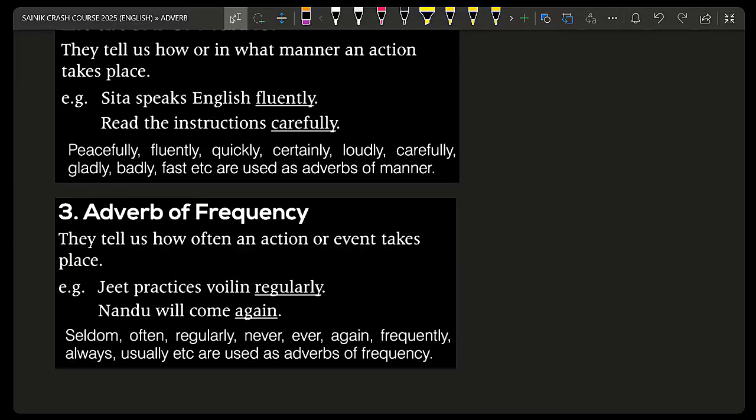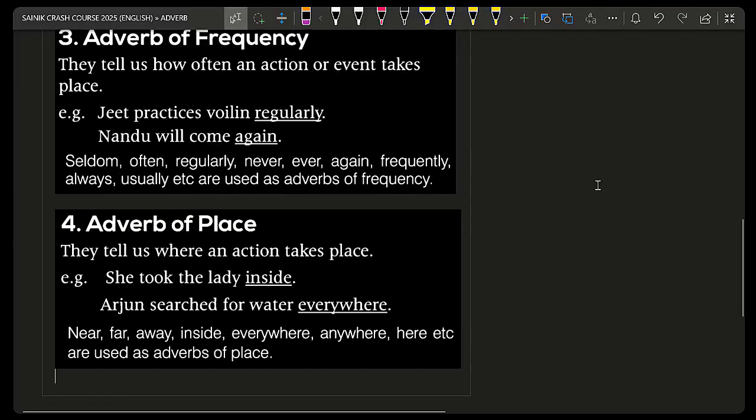Next type of adverb, that is adverb of place. They tell us where an action takes place. She took the lady. Yes, the sentence is completed, but to modify the meaning of the sentence, where did she take the lady? That is inside. She took the lady inside. So inside is the adverb of place. Arjun searched for water. Where did he search for water? That is everywhere. So near, far, away, inside, everywhere, anywhere, here, etc. are used as adverbs of place, related to place.